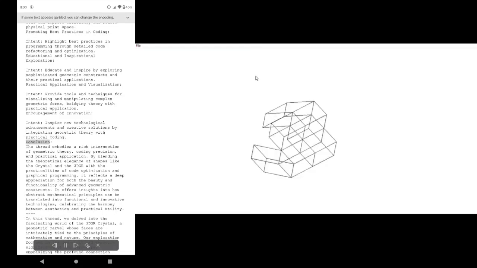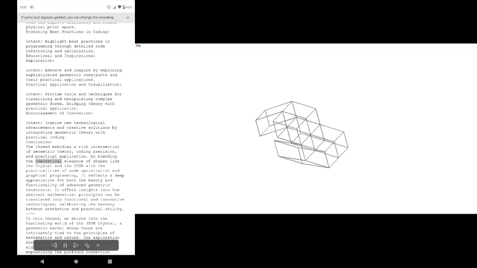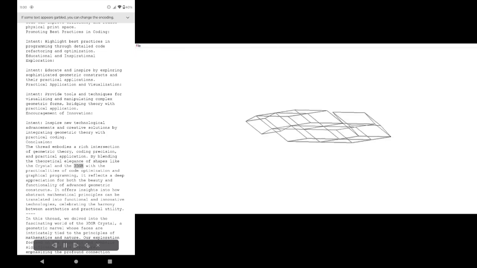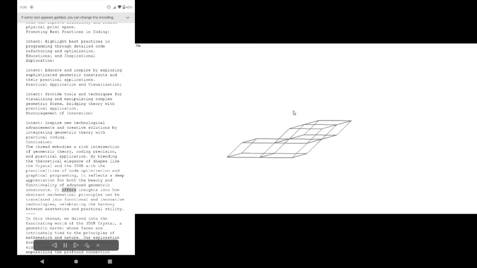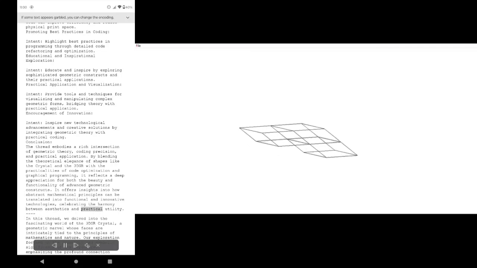Conclusion. The thread embodies a rich intersection of geometric theory, coding precision, and practical application. By blending the theoretical elegance of shapes like the crystal and the 3D jar with the practicalities of code optimization and graphical programming, it reflects a deep appreciation for both the beauty and functionality of advanced geometric constructs. It offers insights into how abstract mathematical principles can be translated into functional and innovative technologies, celebrating the harmony between aesthetics and practical utility.